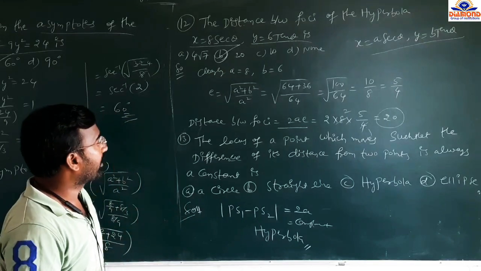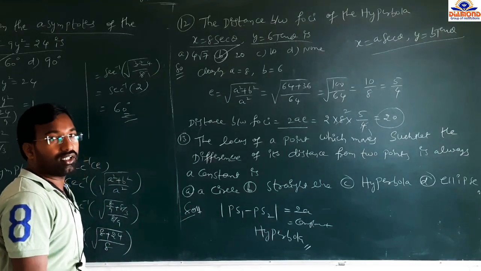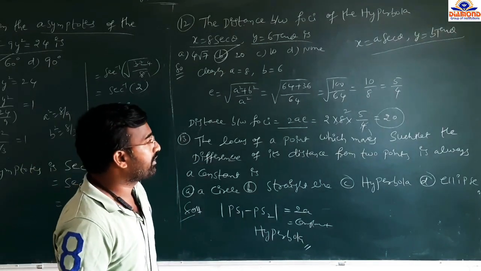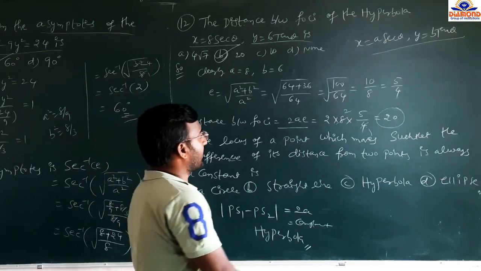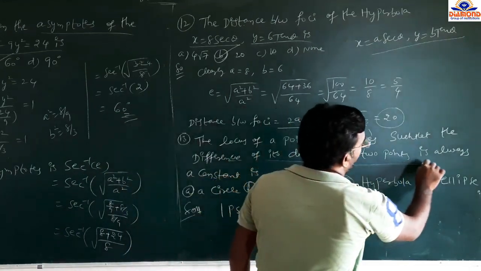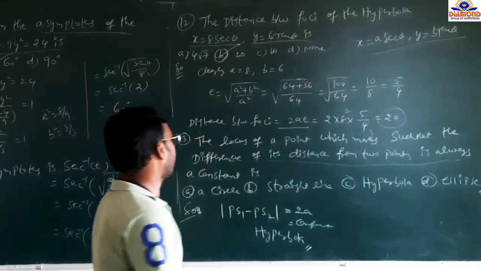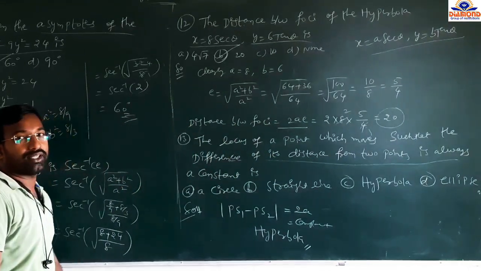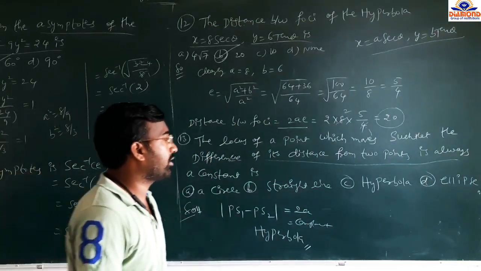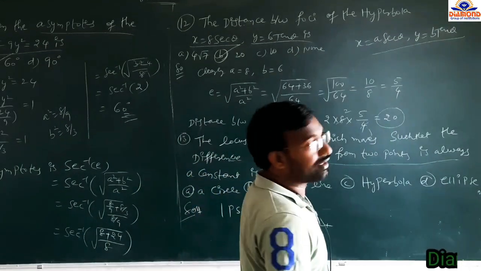So next problem. The locus of a point which moves such that the difference of its distances from two points is always a constant is: option A circle, option B straight line, option C hyperbola, option D ellipse.